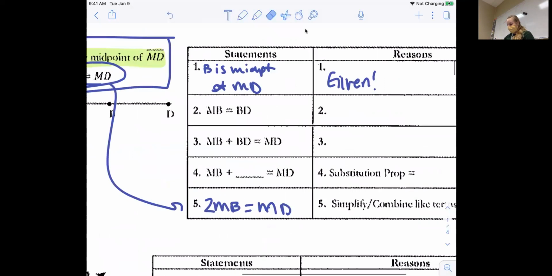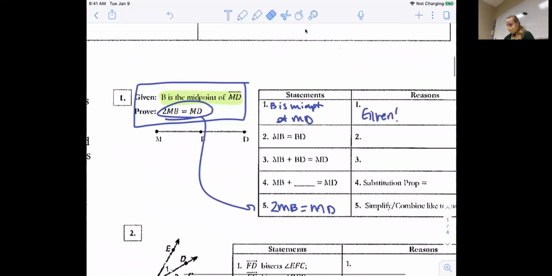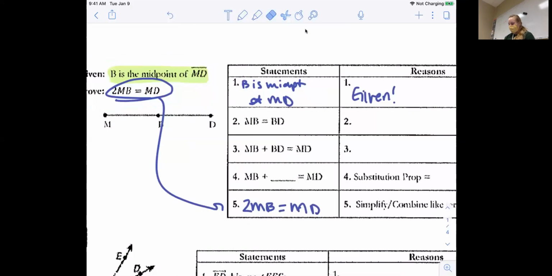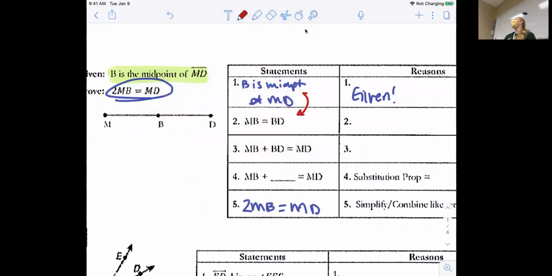All right, let's go on. My first actual reason, I wrote given, and then the next step, I went from B is the midpoint of MD to writing MB is equal to BD.